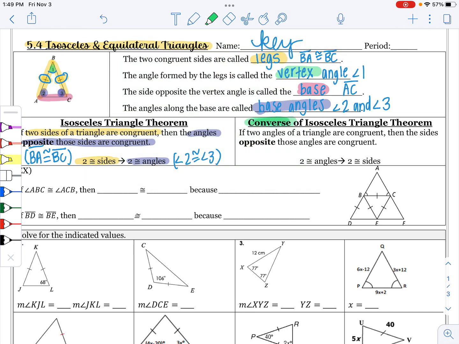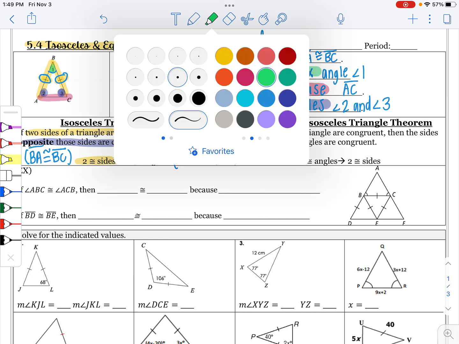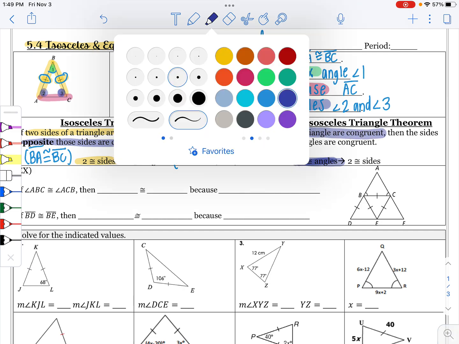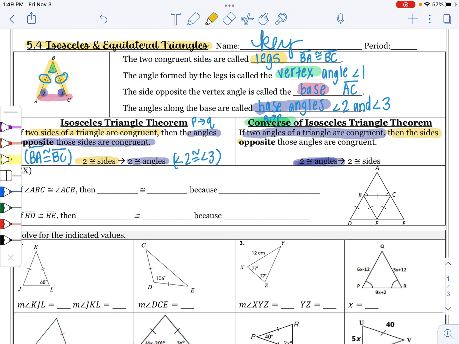We also have the converse of the isosceles triangle theorem. Remember that the theorem, the conditional statement, says if P then Q. And so the converse of that is just going to say if Q then P. So it just goes backwards. So it's saying, if you look at a triangle, and the two angles of the triangle are marked as congruent: if two angles of a triangle are congruent, then the sides opposite those angles are congruent. So it's isosceles, and those two sides must be the same as well.